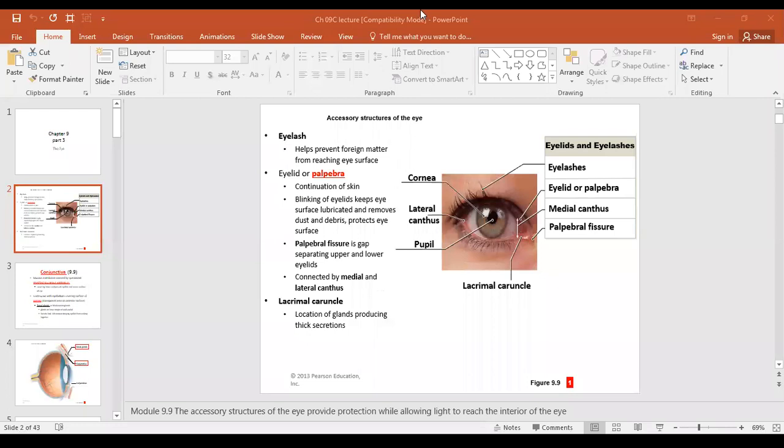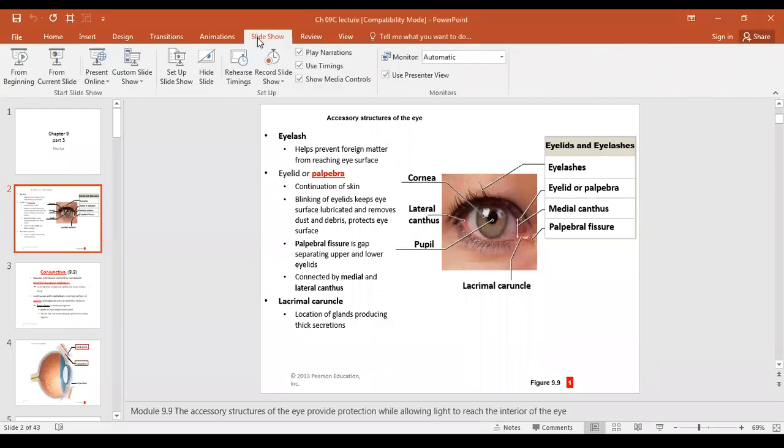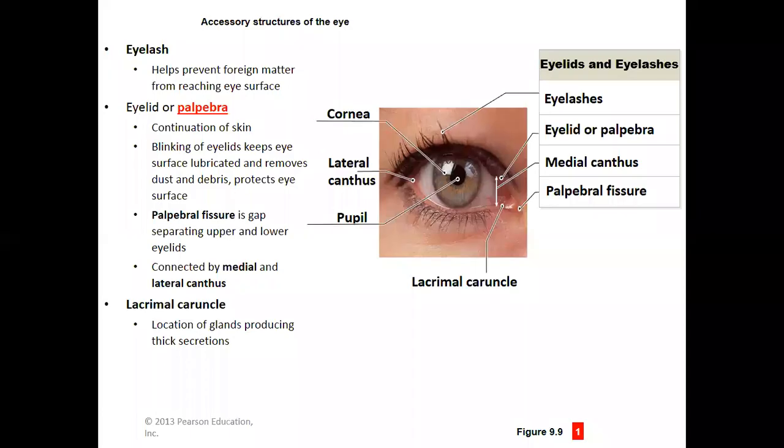Okay, so here we are going to talk about the eye. This is the last lecture for this chapter. And the eye is just about as complicated as the ear. So we're going to talk about accessory structures first, and then we're going to get into how the eye communicates from the retina of the eye, where sensory receptors are located, back to the brain, the visual cortex.